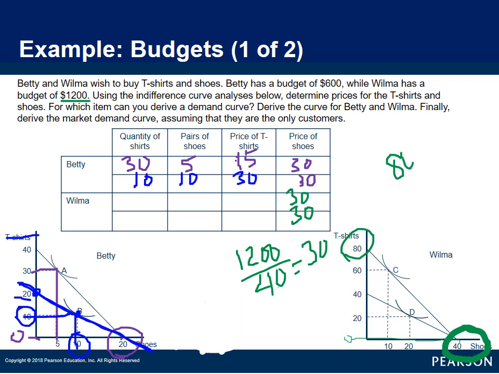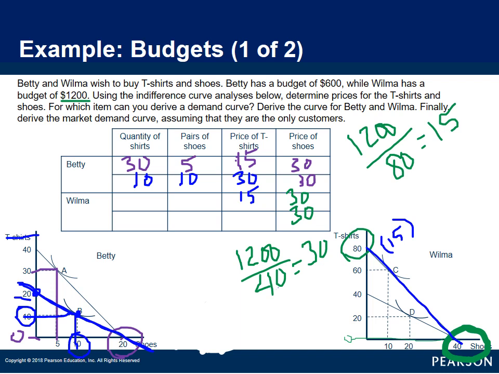If she spent all of her money on t-shirts at price point A, we'd do $1,200 divided by 80, and that is going to be 15. So this is the price. This first line here is where the price of the shirts is $15. So we can write price of t-shirts $15 in there.